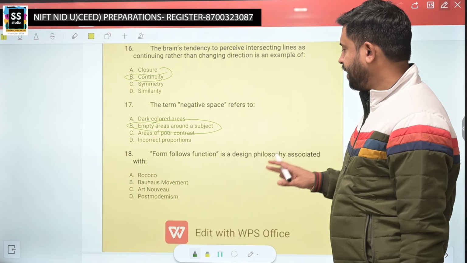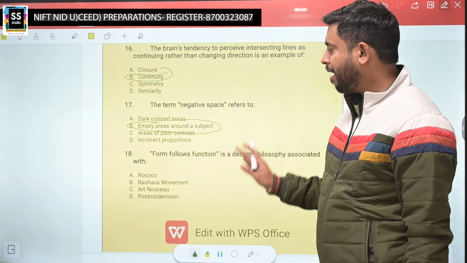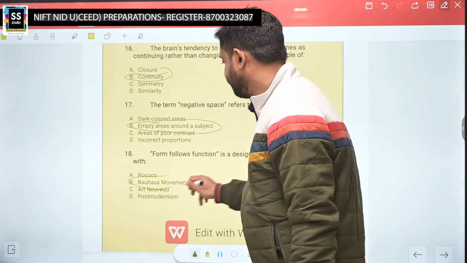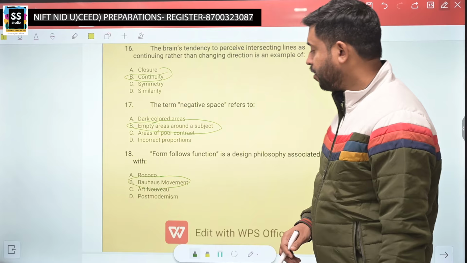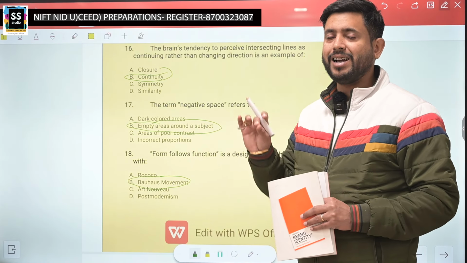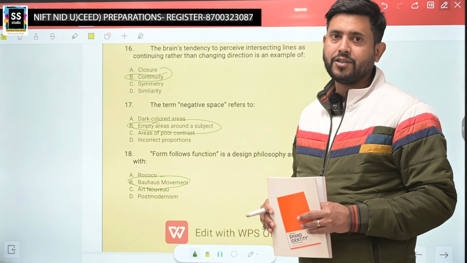Form follows function is a design philosophy associated with whom? Your options are Rococo, Bauhaus, Art Nouveau, or Postmodernism. So your answer is Bauhaus movement. Alright, so that was it, and I explained these 18 questions which are known as design technical terms used by all the designers or in the design industry.